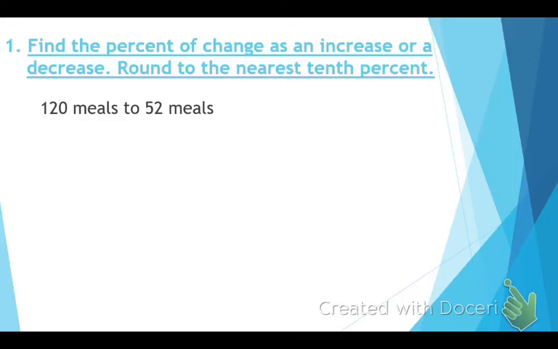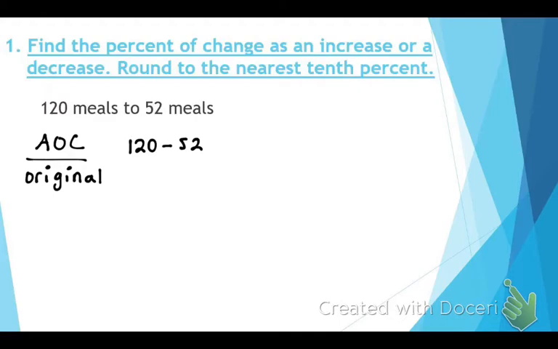All right, so remember, you're finding the percent of change. Remember that formula is AOC, the amount of change, divided by the original amount. So if you think about it, a kitchen has 120 meals to start with. At the end of the day, they only have 52 meals. I need to figure out how much the amount of change was from the beginning of the day to the end of the day. How do I figure out the amount of change, class? Subtract 120 by 52. You subtract, okay? 120 meals by 52 meals.